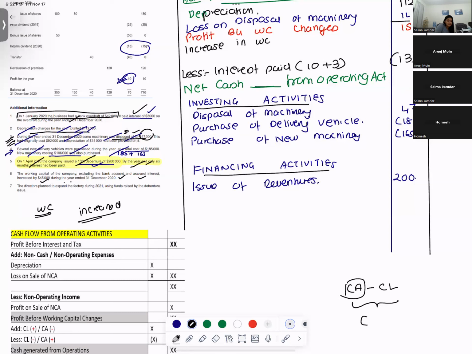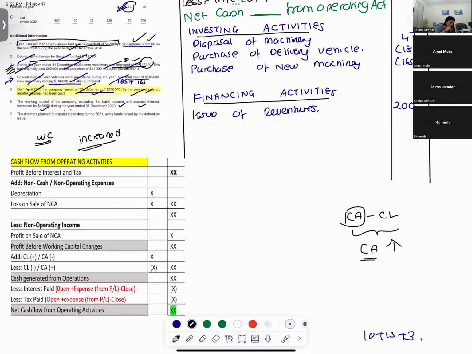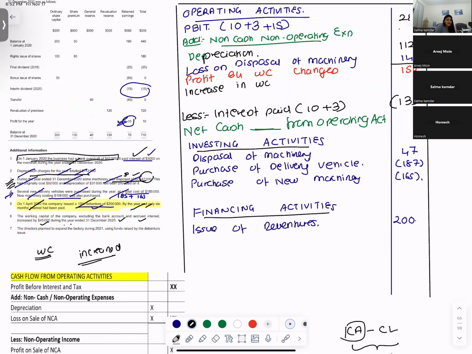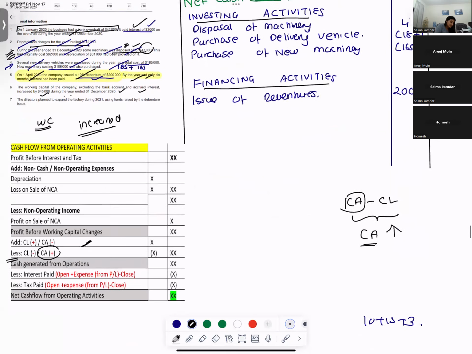Increase in working capital means you will take the rule for the current assets. If current assets increase, what do you do? You subtract it. So increase in working capital will be treated as current assets, the rule. So what is the increase in working capital? 45.